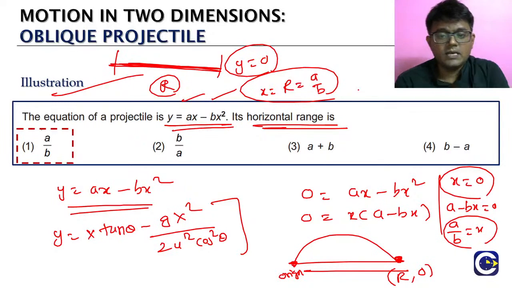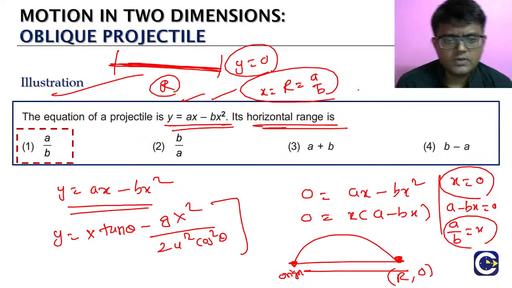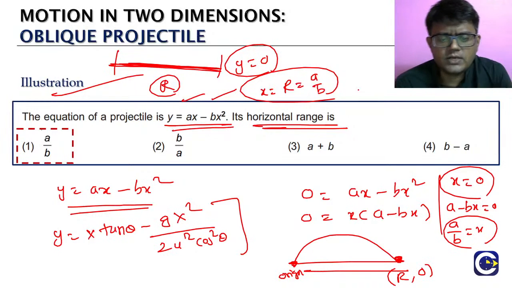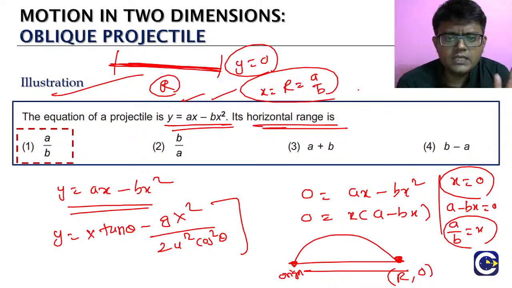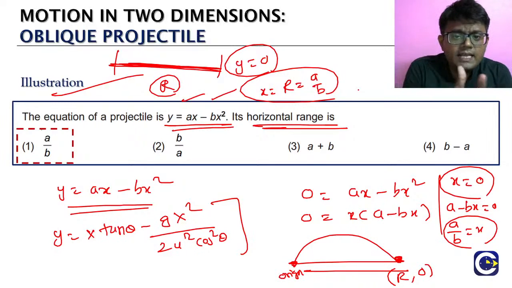Okay, so it's a very easy, quick approach. We are straight away taking the equation, and in place of y we put 0. Putting 0, what are we getting? We get two values of x. x is equal to 0, which corresponds to the starting point. We will get one more value of x, which is x is equal to a by b. So this is the range point.